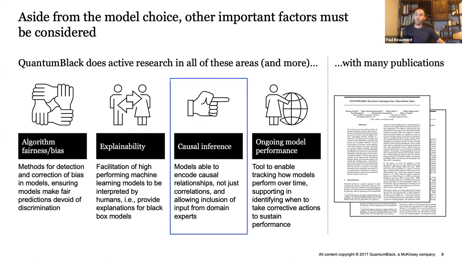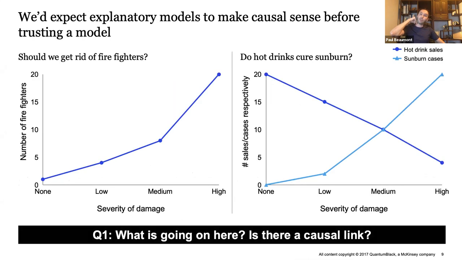Because if we want to build an interpretable model, and someone was to try and understand it and look at it, and the outputs that it was giving didn't make causal sense, they might not trust it, right? They would say this model is wrong. It doesn't make sense. So I have a question for you guys to start with.